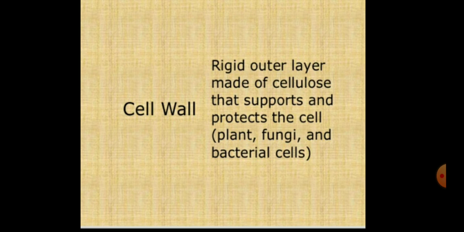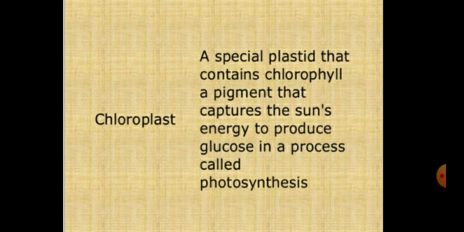Next is the cell wall, which is the rigid outer layer made up of cellulose that supports and protects the cell in plants, fungi and bacterial cells. The next is the chloroplast. Chloroplast is a special plastid that contains chlorophyll, a pigment that captures sunlight to produce glucose in a process called photosynthesis.